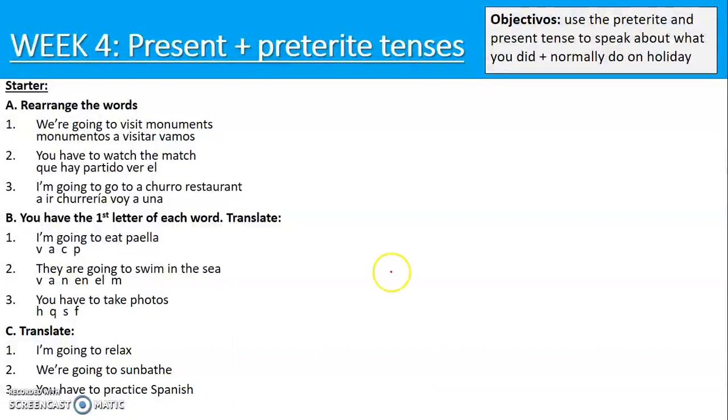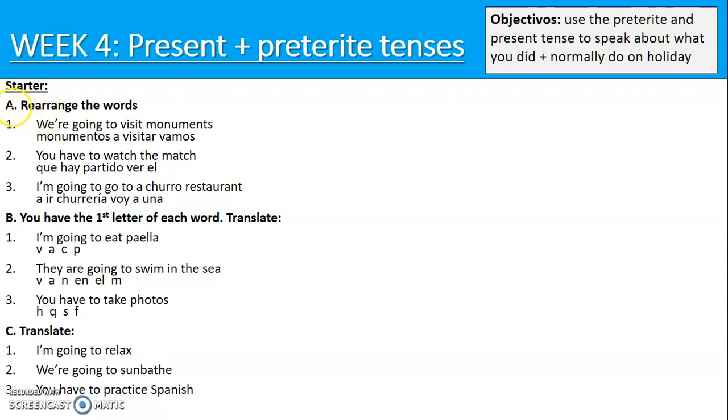So this week, in week 4, we're going to be looking at the present and the preterite tenses. Before we look more closely at those, though, we'll have a look at the near future tense, which is what we saw last time. So you've got 3 kinds of starters. Do them all, please. And it's basically using the vocab from last week.